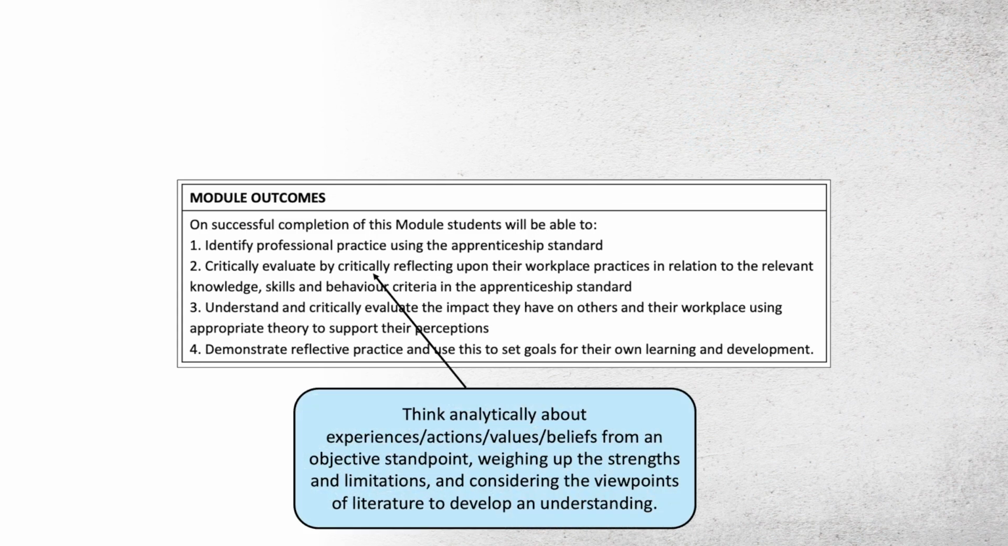And finally, critical reflection is about thinking analytically about experiences, actions, values, and beliefs from an objective standpoint, weighing up the strengths and limitations and considering the viewpoints of literature to develop an understanding. Make sure you check your module outcomes. They are the expectations of your assessor. You can use them as a little mini checklist to ensure that you've covered everything that you need to cover.